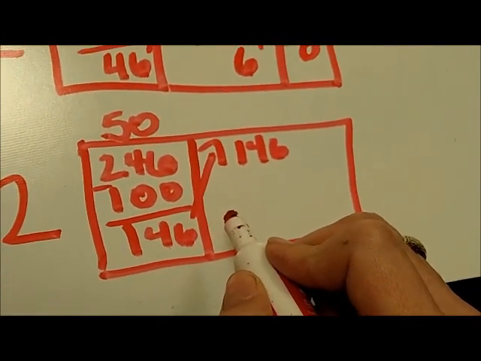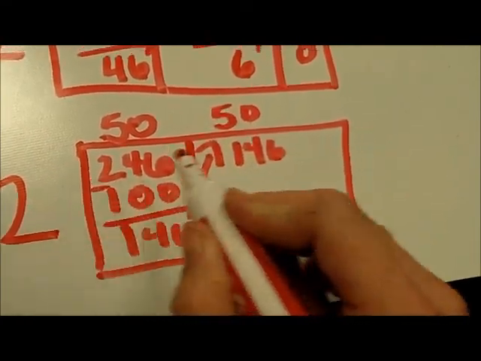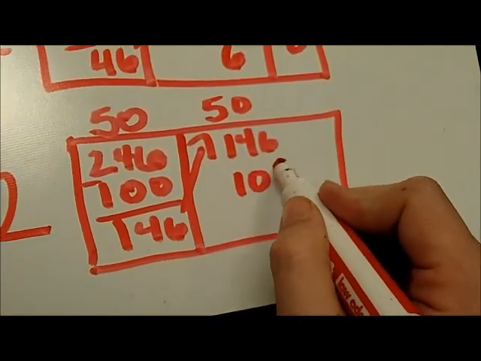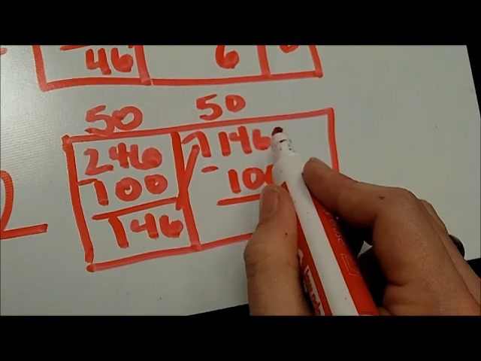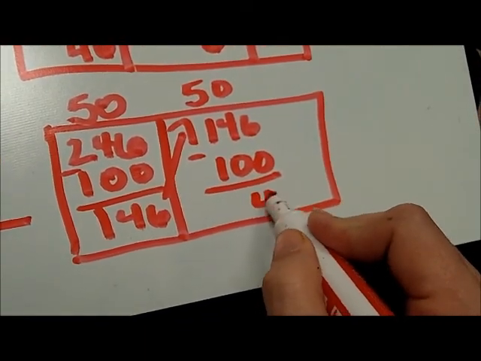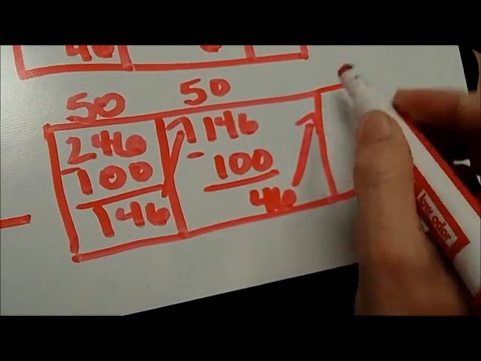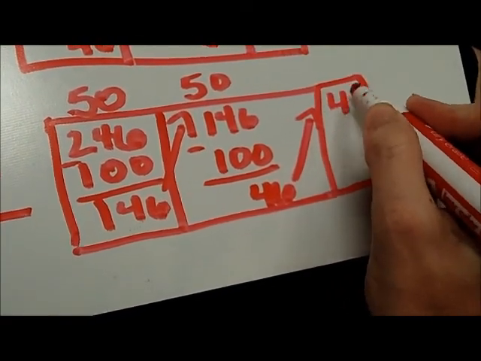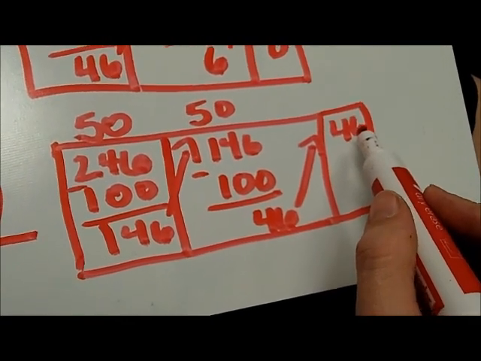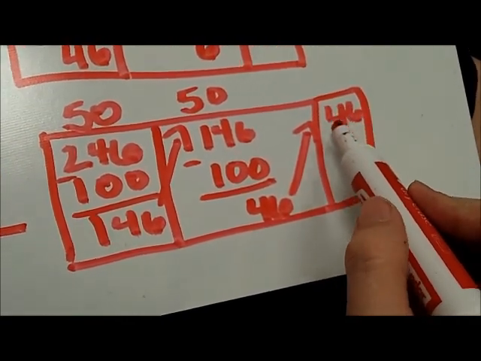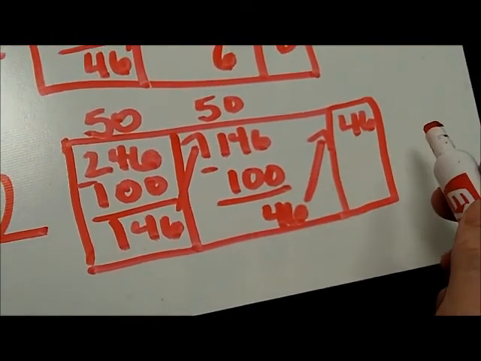Let's say they use 50 again. Again, 5 times 2 is 10. We have that 0. That equals 100. 146 minus 100 is 46. 46 is my new dividend. Can the child use 50 again? They can't. And the reason that they can't is because now that dividend is 46, which is smaller than 100.